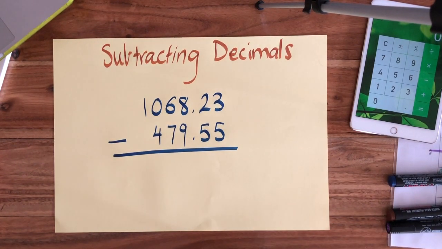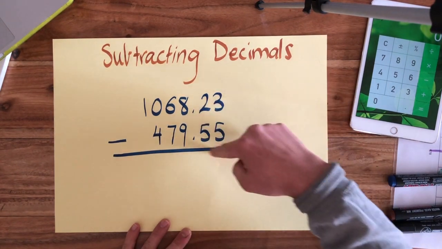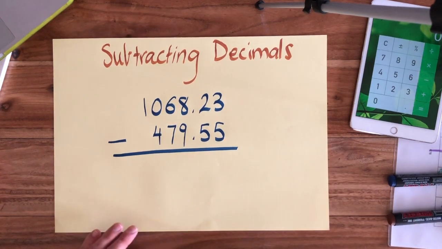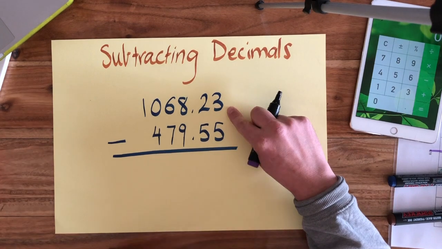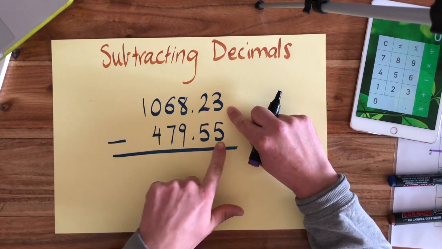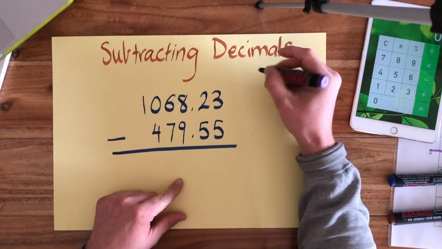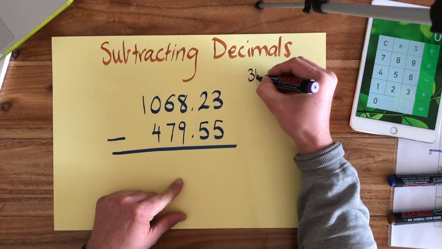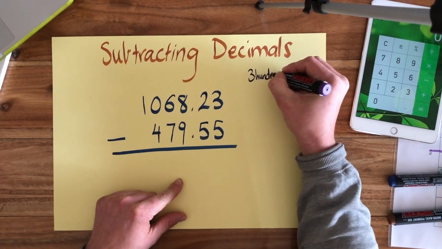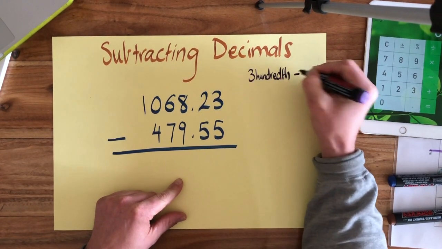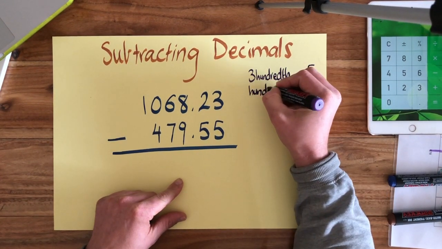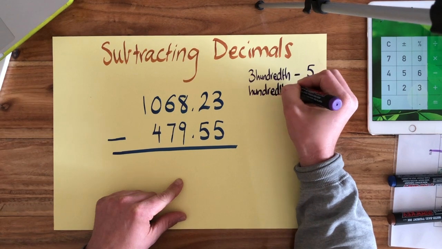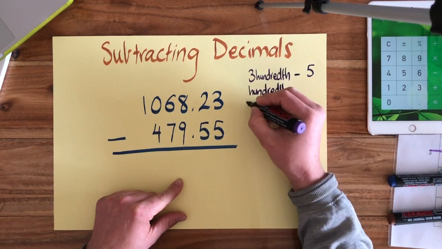So I will do my thinking tracks for my decimals only. First one, hundredths first, because it's the furthest number to the right. 3 hundredths take away 5 hundredths. Can I do it? So 3 hundredths subtract 5 hundredths. Can I do it? No.